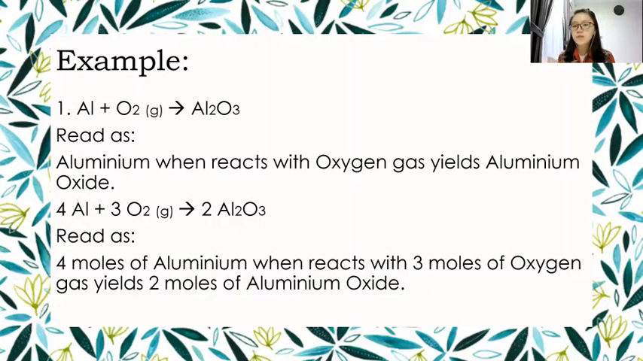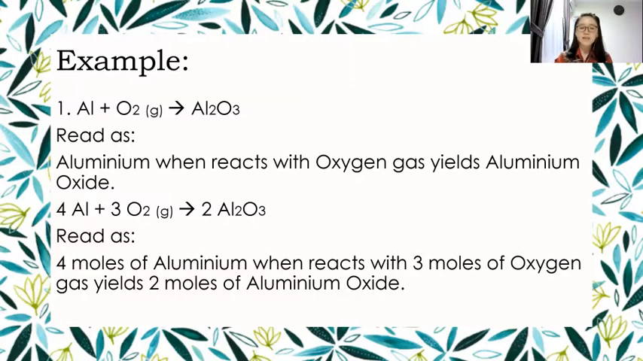Let's continue. I'm going to teach you how to read it. First, for the unbalanced equation, we read it as aluminium when it reacts with oxygen gas yields aluminium oxide. So the plus symbol is read as when it reacts with, and don't forget to add gas after the formula if it's written there, yields aluminium oxide. In the balanced form, the coefficient turns into moles of, so 4 moles of aluminium when it reacts with 3 moles of oxygen gas yields 2 moles of aluminium oxide.